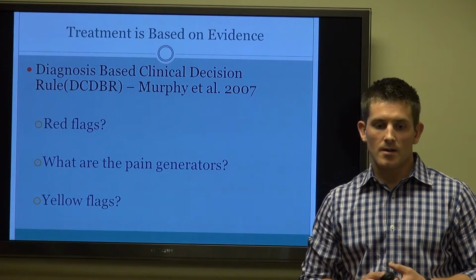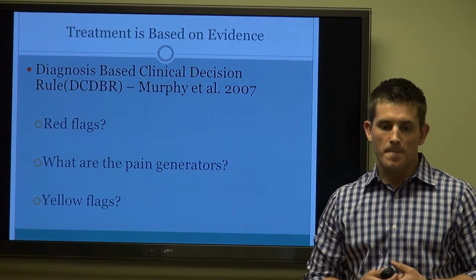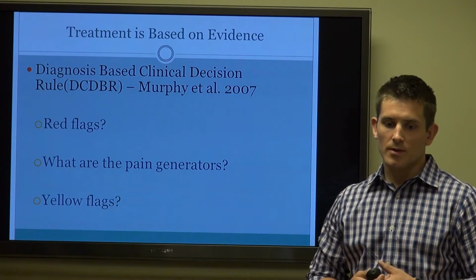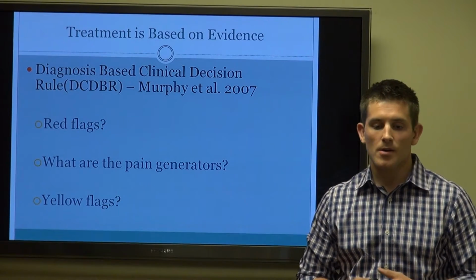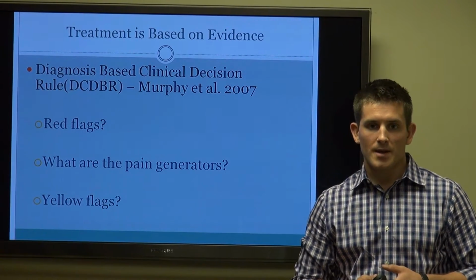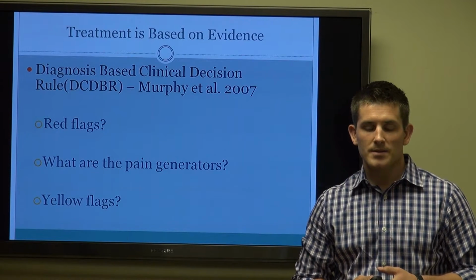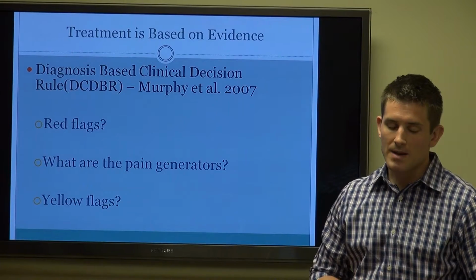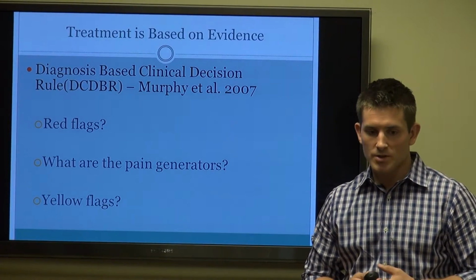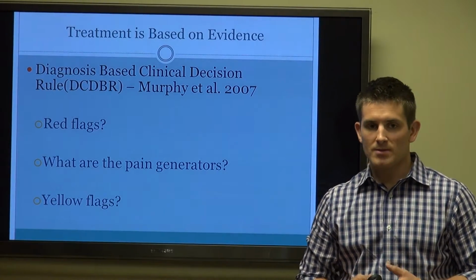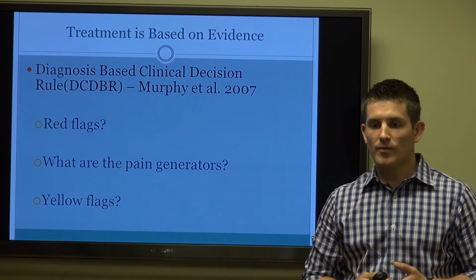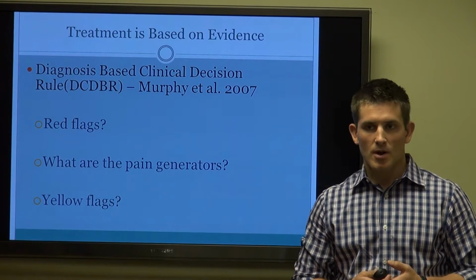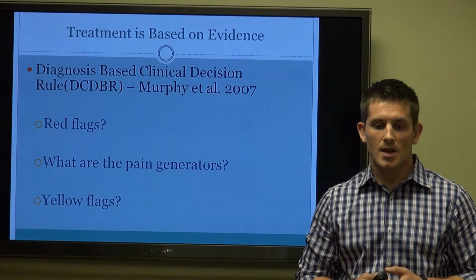So treatment is based on evidence. We use what's called the Diagnosis-Based Clinical Decision Rule, or the DBCDR. This was formulated by Dr. Donald Murphy of the Rhode Island Spine Center, along with a few others back in 2007. Basically, we start off by asking three simple questions. Are there any red flags? Now, based on the current literature, red flags will present to a chiropractor's office about 2.7%.